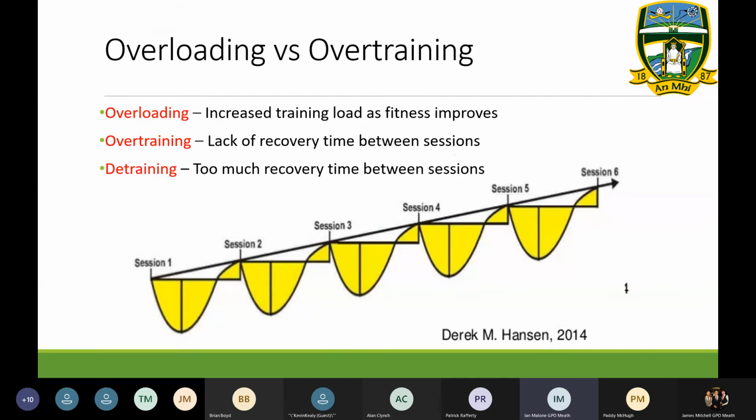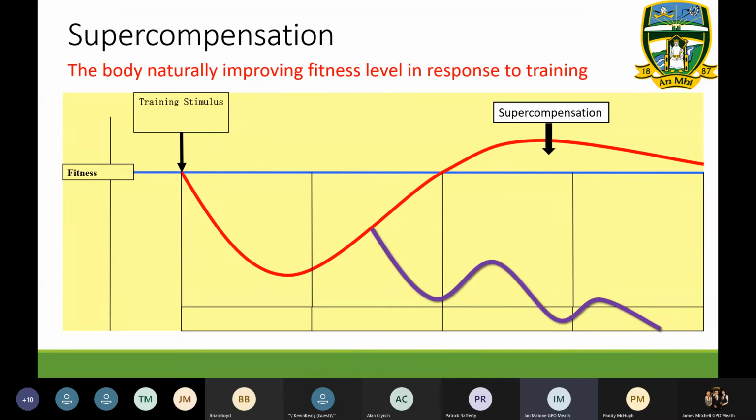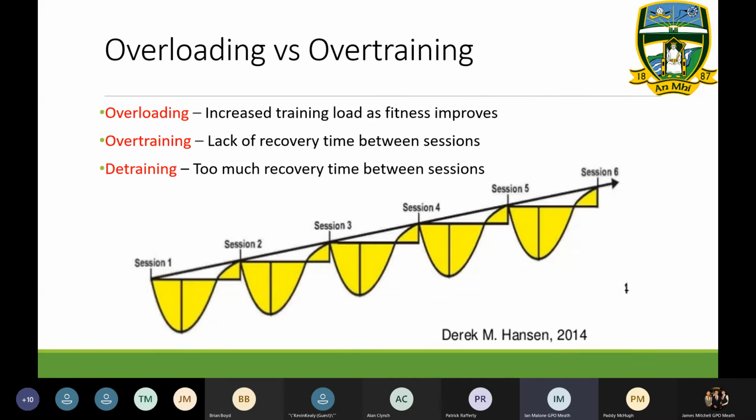Okay. Overtraining, which is what we showed back in this graph here, which is the purple line. Overtraining is when you have a lack of recovery time between sessions. That's when you're not letting your body recover, you're not letting the muscle repair and the rebuilding happen, and you're having your next training session at a lower level of fitness than your baseline. So you're going the complete opposite way.